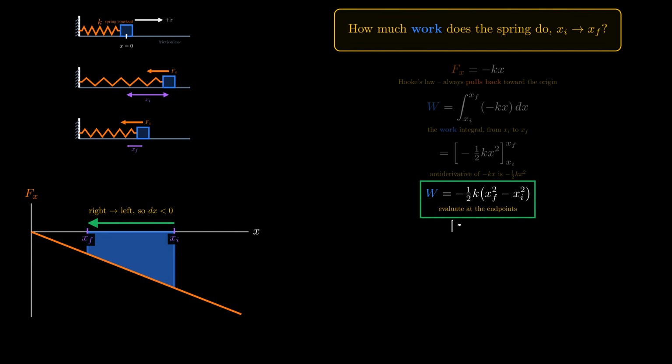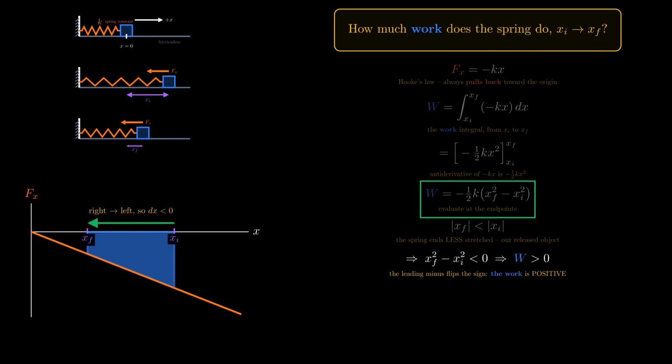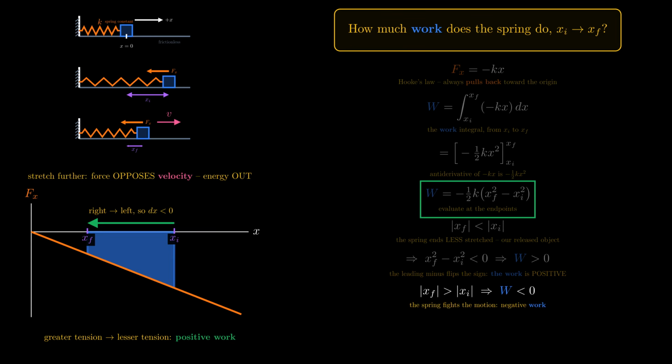Only the magnitudes matter. If the spring ends up less stretched or less compressed than it began, the magnitude of x sub f below the magnitude of x sub i, then x sub f squared minus x sub i squared is negative. The leading minus flips it, and the work is positive. In words: the spring force does positive work whenever the spring moves from greater tension to lesser tension. That is exactly our released object. The spring relaxes as the object moves. The pull lines up with the motion, and the spring pours energy into it. Stretch the spring further instead, and the spring fights the motion, and its work is negative.